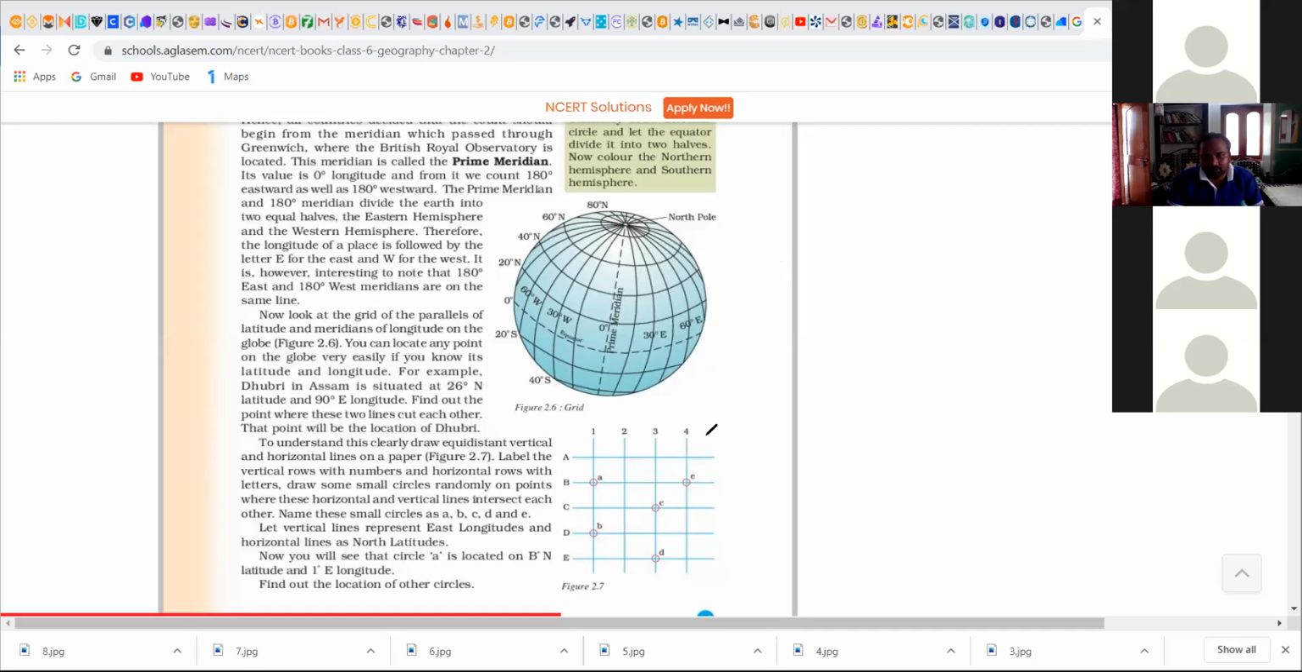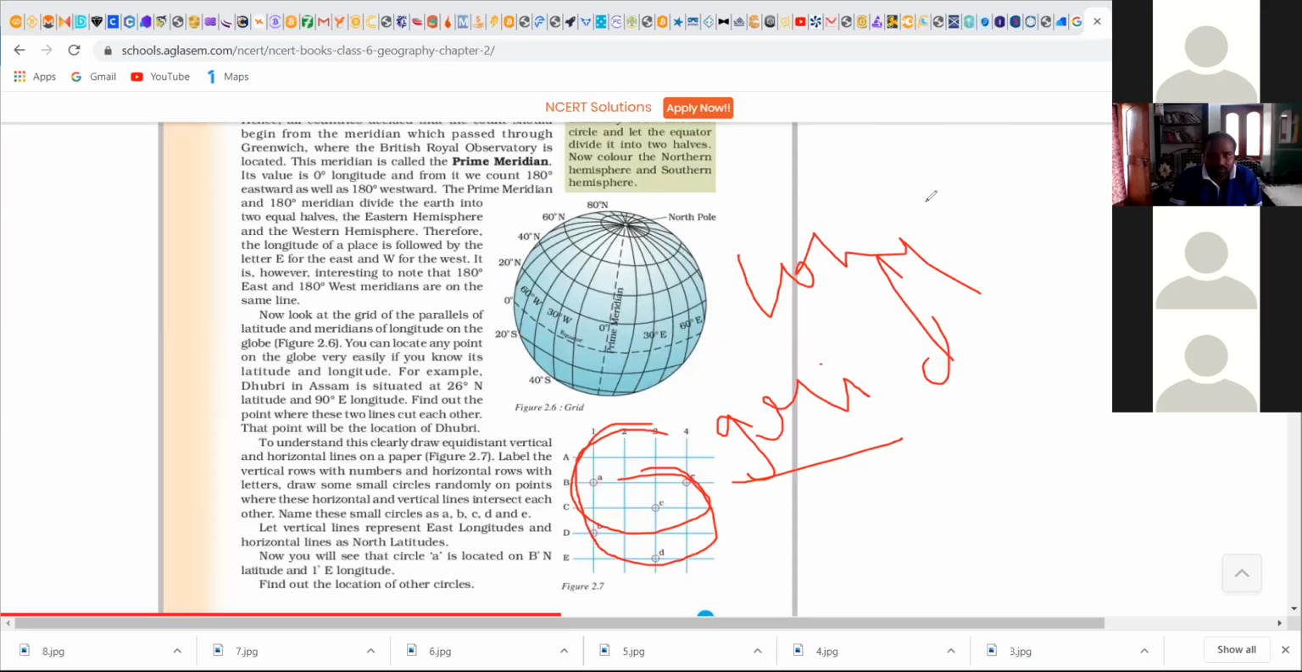The network of latitudes and longitudes is called a grid. Grid means nothing but the network of longitudes and latitudes. Next, in between this one, it is called 0 degrees. It is the prime meridian.